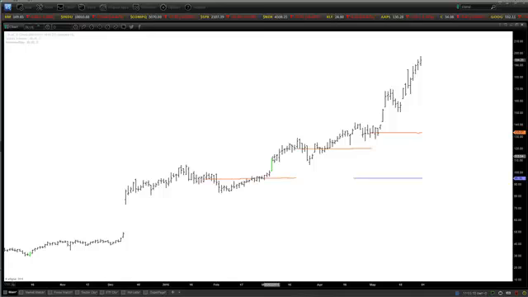So we have the breakout here. I wouldn't want price closing back below that gravity indicator. If it did, I'd say that it was a false breakout and take the loss.